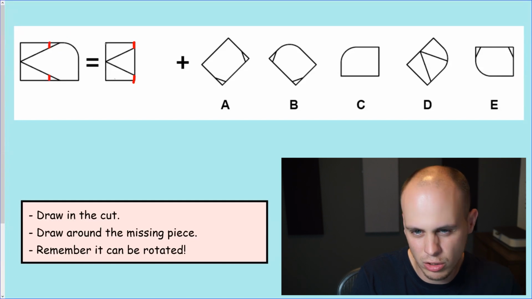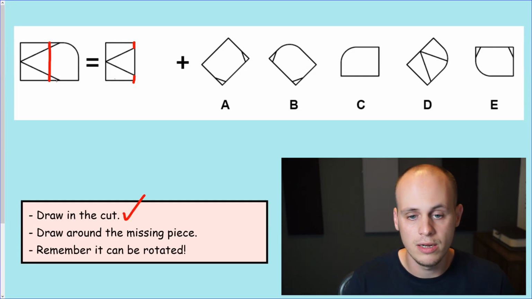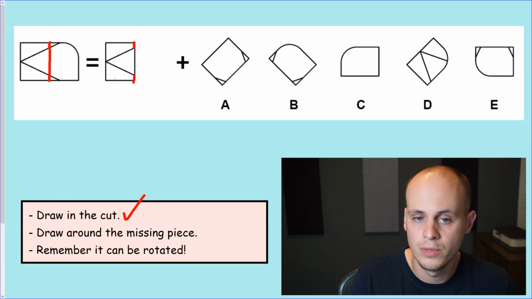So now I've jotted out roughly where I think that cut is. I'm going to go ahead and go right the way through. So look at that. Step number 1, done. Draw the cut. Now let's draw around the piece we're actually looking for. So the piece we're looking for is on the right-hand side here.